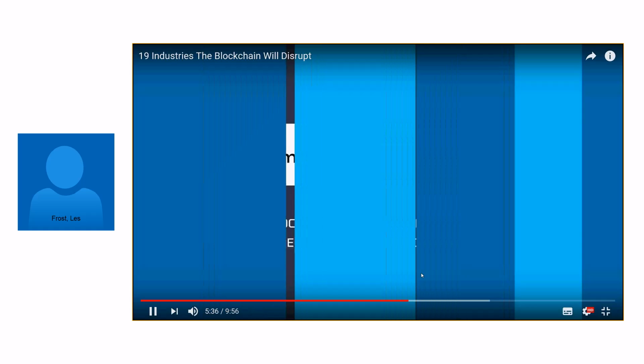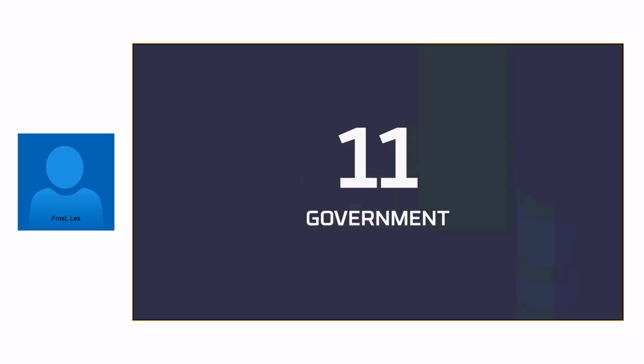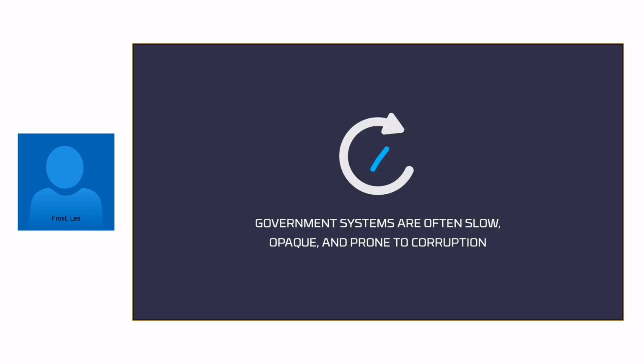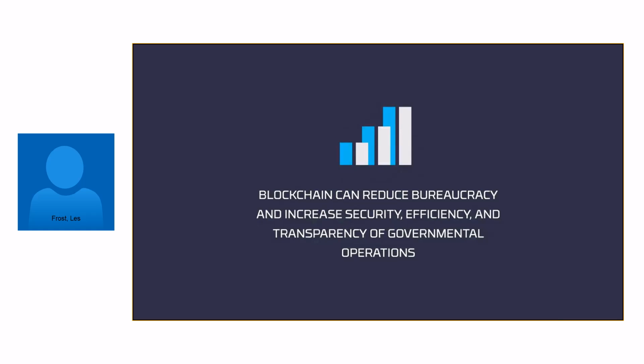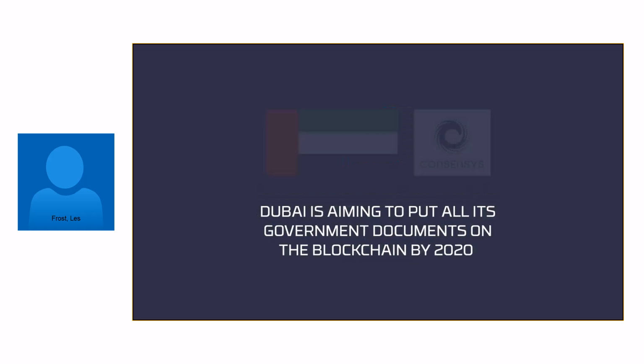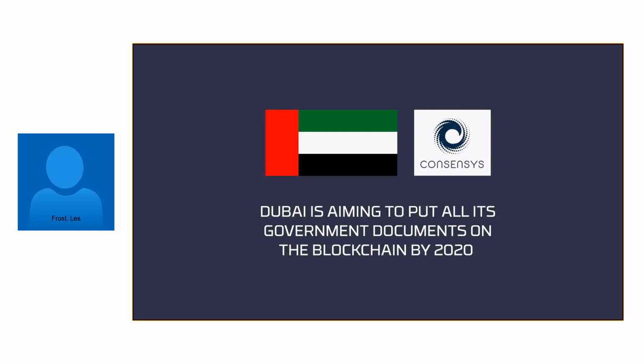Number 11, government. Government systems are often slow and opaque and prone to corruption. Implementing blockchain-based systems can significantly reduce bureaucracy and increase security, efficiency, and transparency of government operations. Dubai, for example, is aiming to put its government documents on the blockchain by 2020.